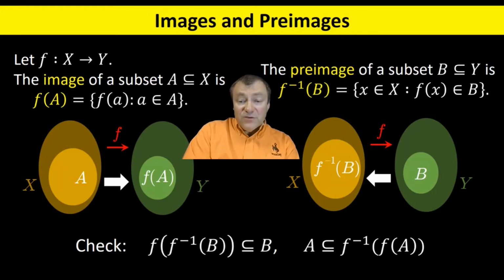By the way, if f happens to be invertible, meaning one-to-one and onto, then both of these subset relations at the bottom turn out to just become equality.